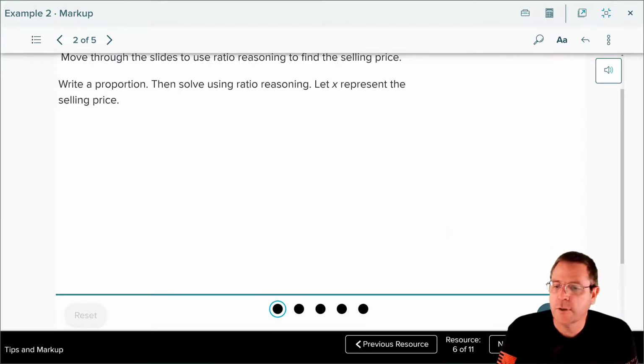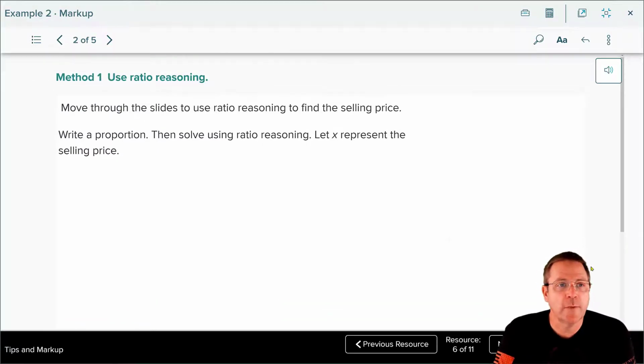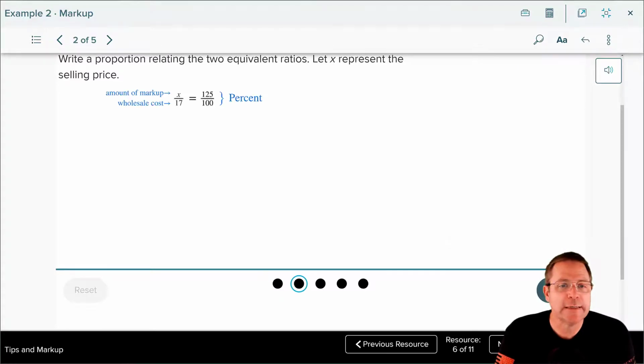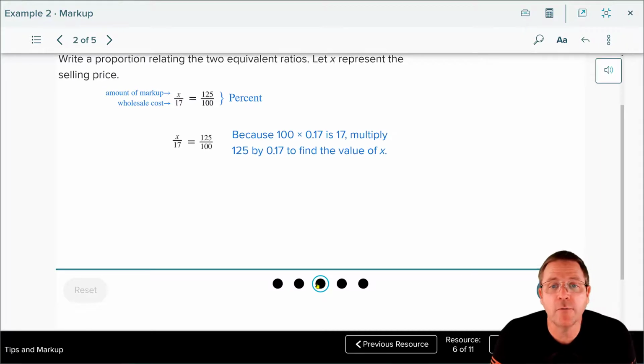Now the first approach they want us to use, method 1, is to use ratio reasoning. And in ratio reasoning, we set it up as a percent. And you can see they have x, the amount of markup, over 100 is equal to 125 over 100, also known as 125%. Now in the past we would have said 100 times what number gives 17, or 100 divided by what number gives 17, but that's not going to be something real simple to do. But maybe it is.